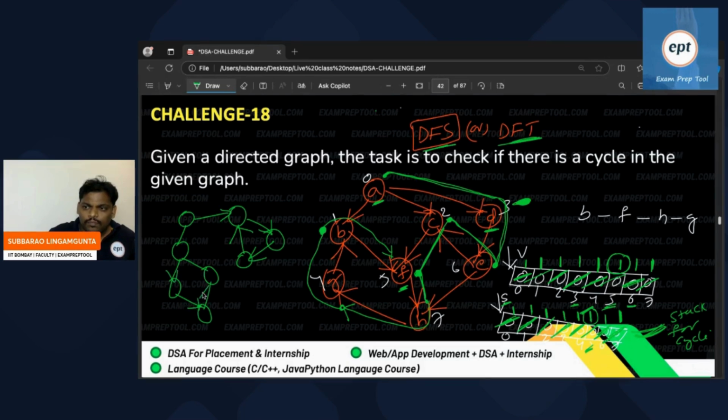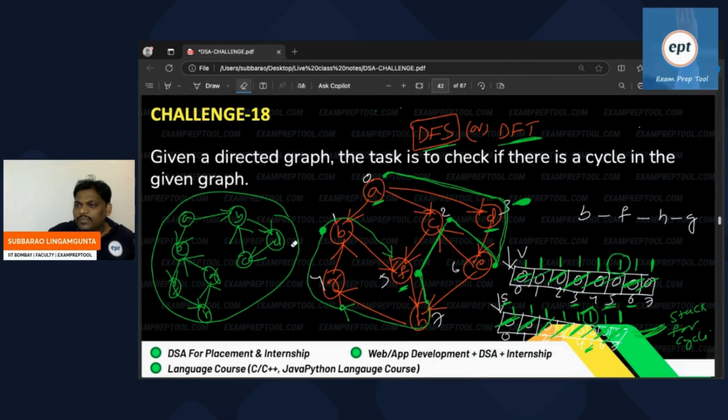Now see. It is A, it is B, it is C, it is D, it is E, it is F, it is G, and it is H. This is the graph. Everyone observe. This is the graph.